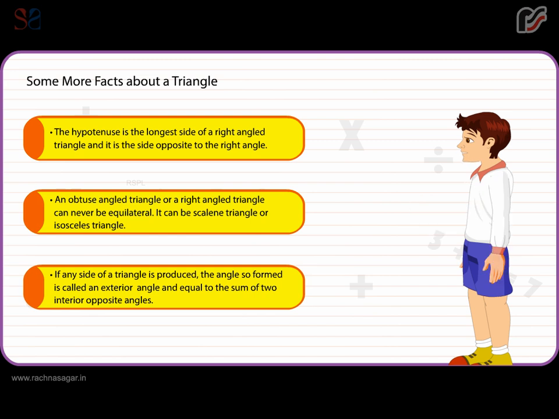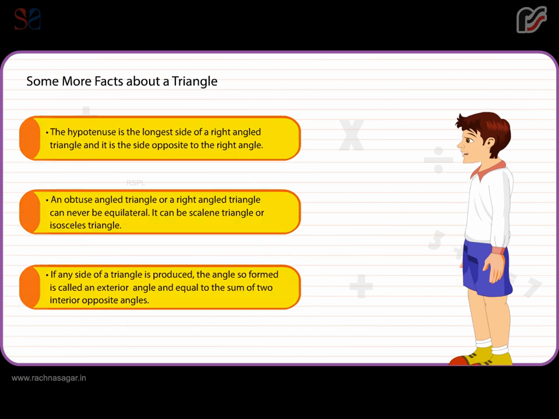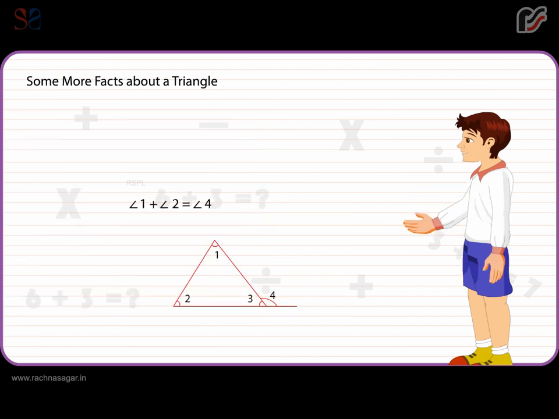If any side of a triangle is produced, the angle so formed is called an exterior angle and is equal to the sum of the two interior opposite angles. Angle 1 plus angle 2 is equal to angle 4.